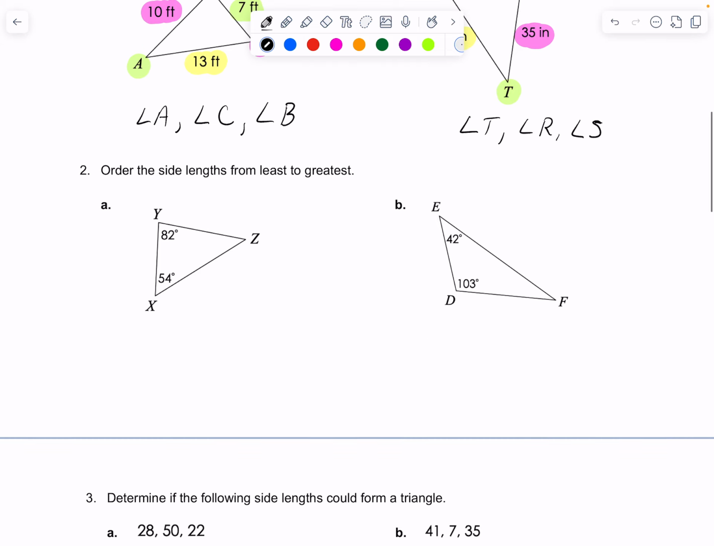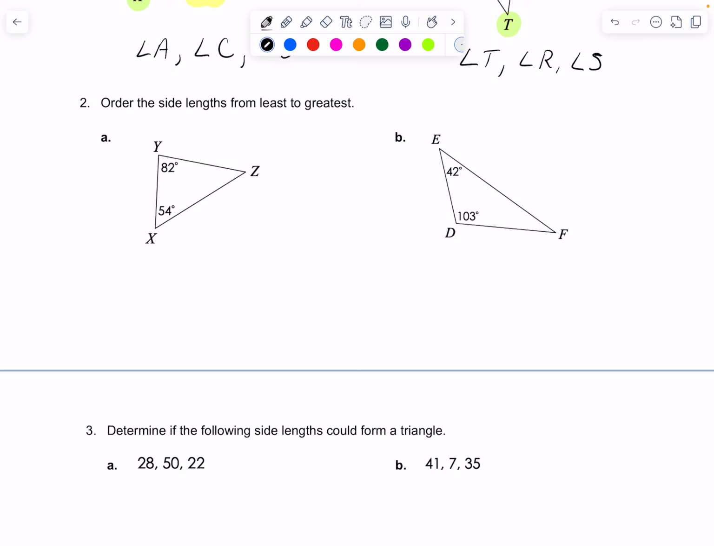Let's do number 2. All right, very similar idea. Order the side lengths from least to greatest based on these triangles. Now, if you notice in these triangles, we actually only have 2 out of 3 angles. So knowing our understanding from the first semester that all of the angles are going to add up to 180, we can go ahead and figure out that missing one. So we have 82 plus 54, which is 136. So 82 degrees plus 54 degrees is 136. Subtracting that from 180 will give us our angle Z, which is going to be 44 degrees.